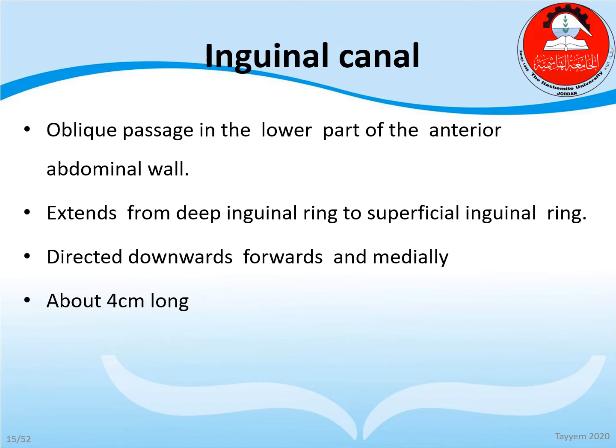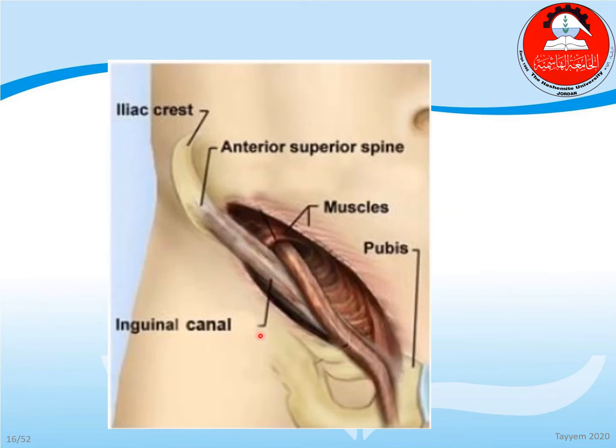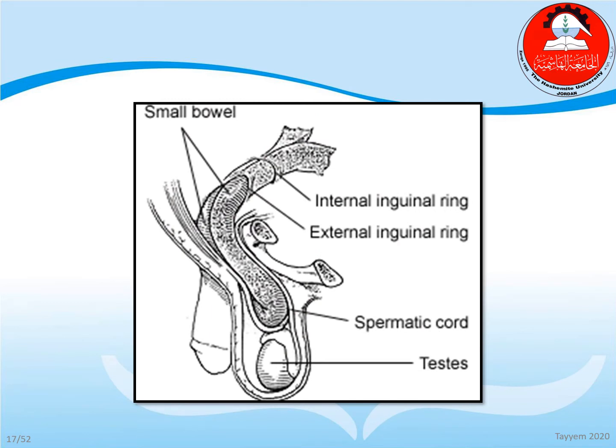The deep inguinal ring is a U-shaped condensation of the fascia transversalis, and it lies about half an inch above the mid-inguinal point. The inguinal canal is an oblique passage in the lower part of the anterior abdominal wall, and it extends from the deep to the superficial inguinal rings and is directed downward, forward, and medially. It's about 4 centimeters in length. This is just a diagrammatic representation of the inguinal canal, and this is another representation of an indirect inguinal hernia. That's the bowel going through the deep ring, through the inguinal canal, and descending to the scrotum.